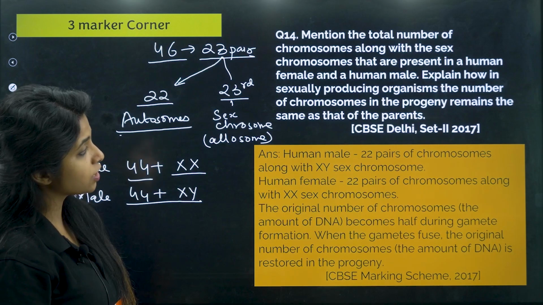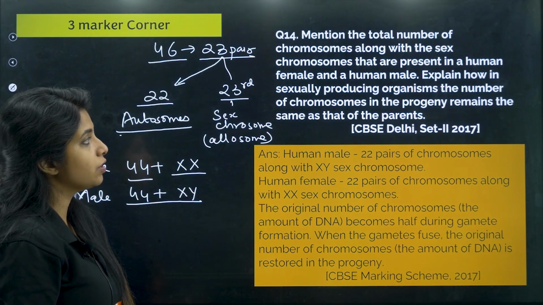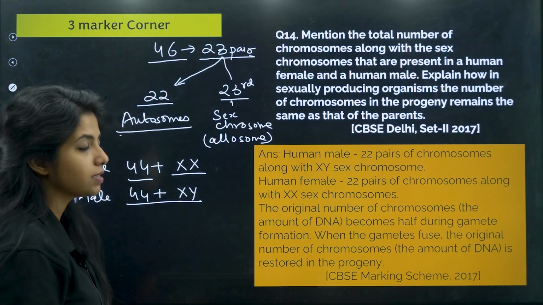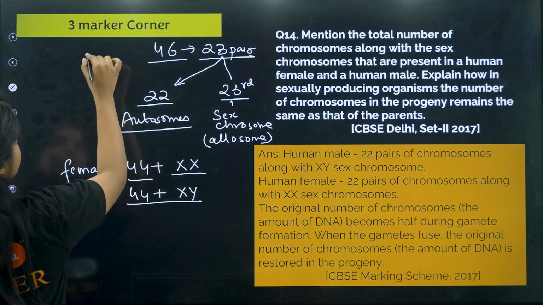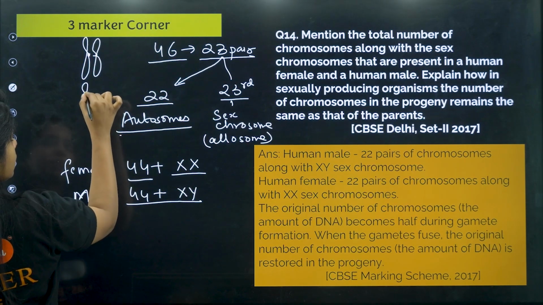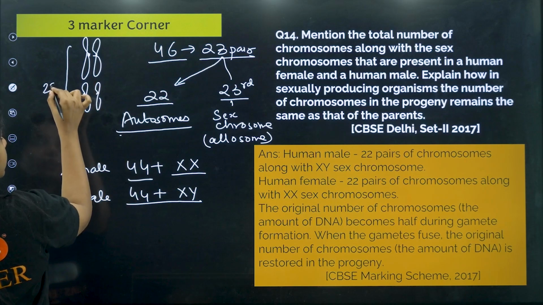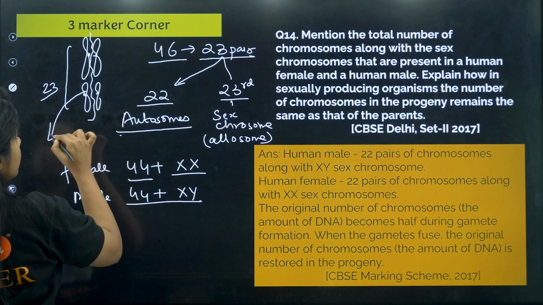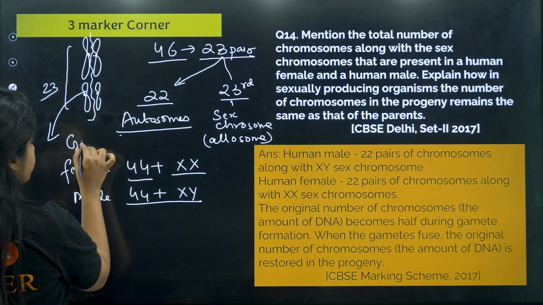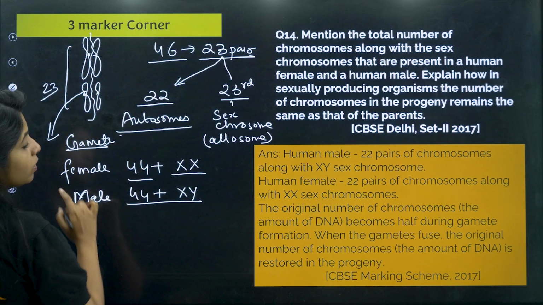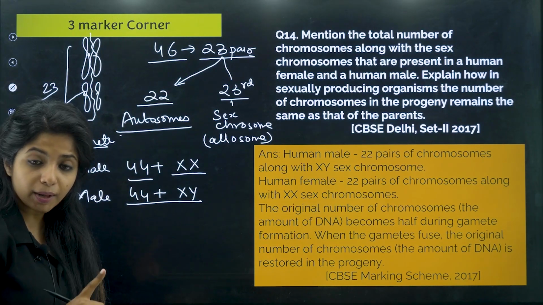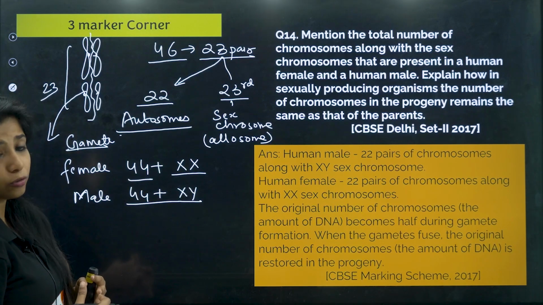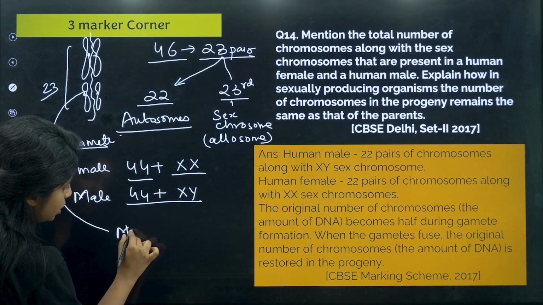Explain how in sexually reproducing organisms the number of chromosomes in the progeny remains the same as that of the parents. How do you think it remains the same? Because if we say 23 pairs, for example, this is a pair of chromosomes. This is again a pair of chromosomes. How many of these do you have, children? 23. What happens is that from each pair only one chromosome goes ahead into the gamete. Only one chromosome goes from each pair into a gamete. That is, we are halving the number of chromosomes with the help of a process known as meiosis.